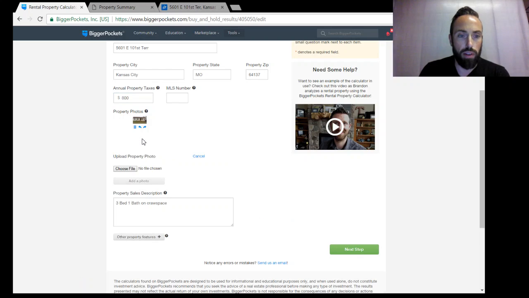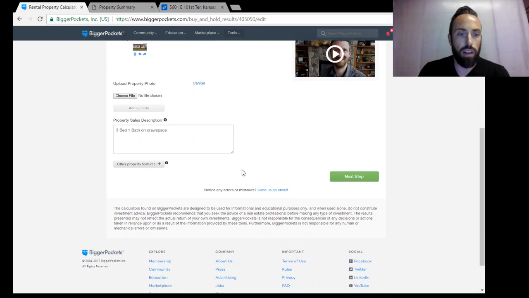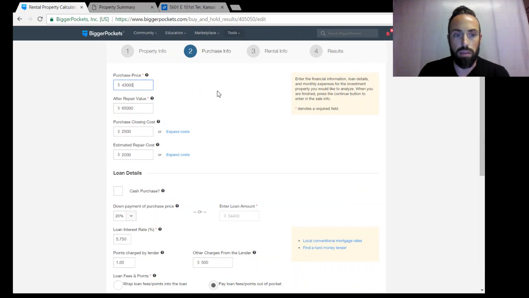There's a spot here where I can actually add a photo. I uploaded a photo of the house. That'll show up on the report later, and you can also put a little description in here. A good little tip: whenever you're going to get a bank loan, you can print out the report that this generates and give it to them, and it'll show them basically your numbers on the property.